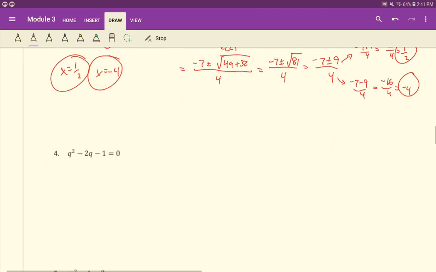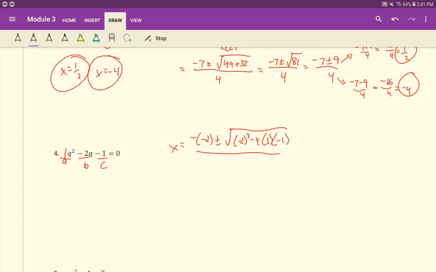All right, squeeze in one more here. q squared minus 2q minus 1. Again, pause, try this one on your own. Okay, so a is 1, b is negative 2, c is negative 1. So x equals negative b, which is 2, plus or minus the square root of b squared minus 4 times a times c, all over 2 times a.